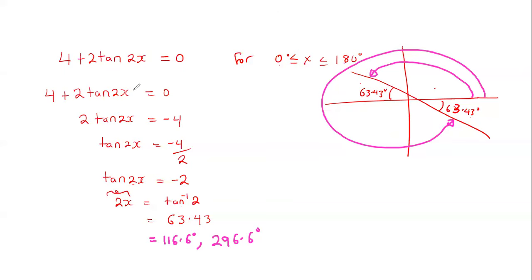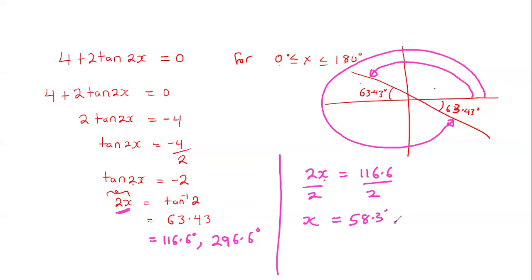Okay. Now, members, this is where I want you to understand. After you obtain these two angles, that's when the 2x is going to come in. Now, you are going to say that the angles you have got are 2x. One of the angles is 116.6. To get the value of x, you divide by 2. So your x is going to be 116.6 divided by 2, which will give you 58.3 degrees. That's the first angle.